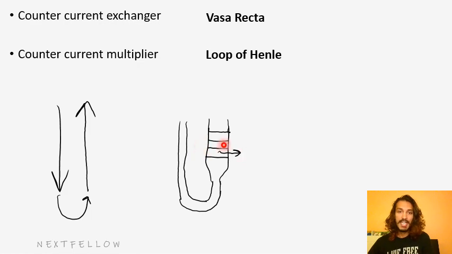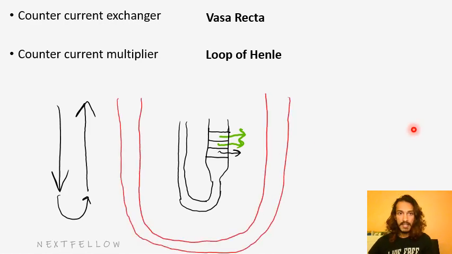Now each time the tubule fluid passes through this, at each level this happens and it gets multiplied on top of each other, 200, 200, 200, 200. That is why it is called countercurrent multiplier, because the osmotic gradient of 200 in a single segment gets multiplied more times as it passes through it.